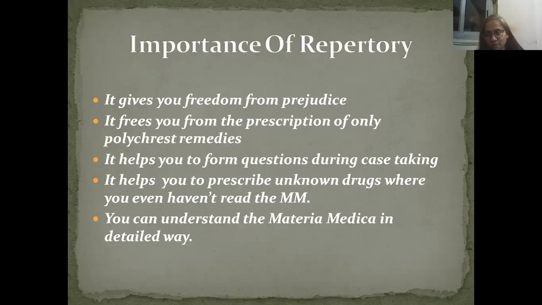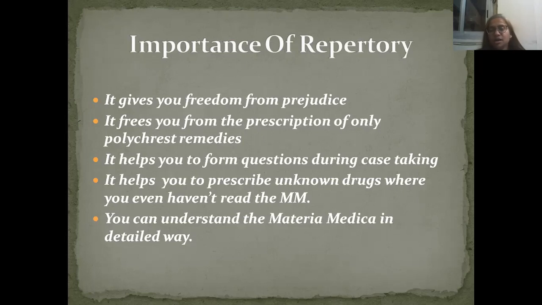If we rely on our memory, we would prescribe less than, I would say, 50 remedies, not more than that, because this much we can remember easily. Or if somebody is very intelligent or very good with memory, they might prescribe 100 or 200, but not more than that. So what should we do? We should regularly refer to repertories and materia medicas to be able to prescribe newer remedies, or I should say, to prescribe in an unprejudiced way.